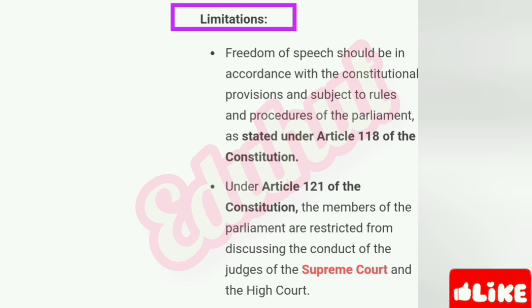Limitations. The freedom of speech should be in accordance with the constitutional provisions and subject to the rules and procedures of the Parliament as stated under Article 118 of the Constitution. Under Article 121 of the Constitution, the members of the Parliament are restricted from discussing the conduct of the judges of the Supreme Court and the High Court.